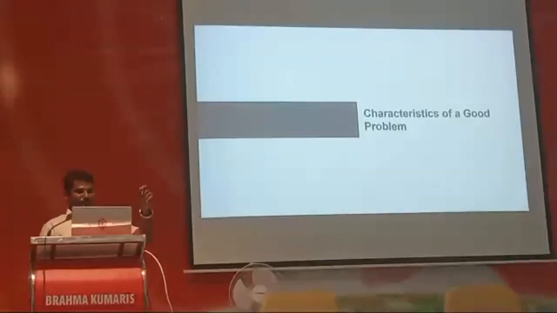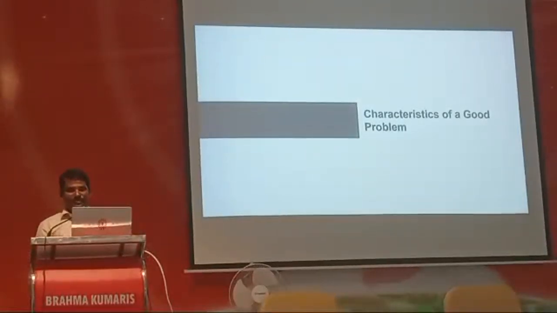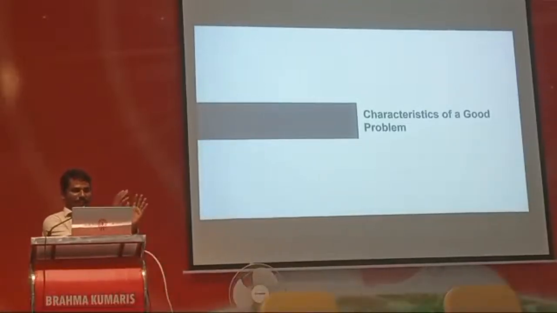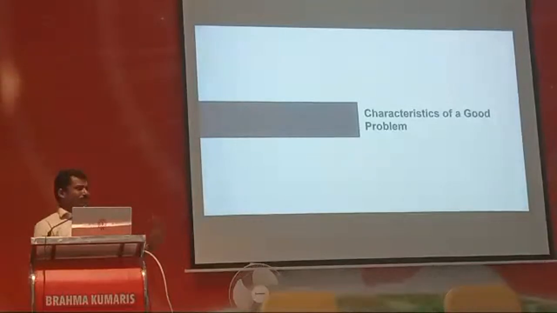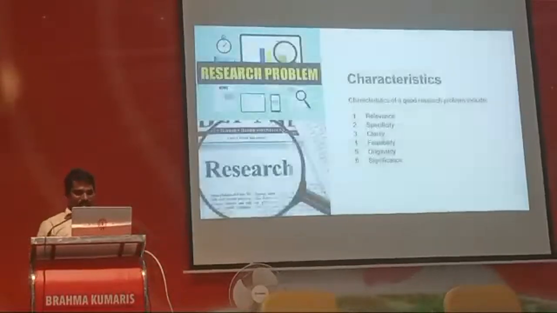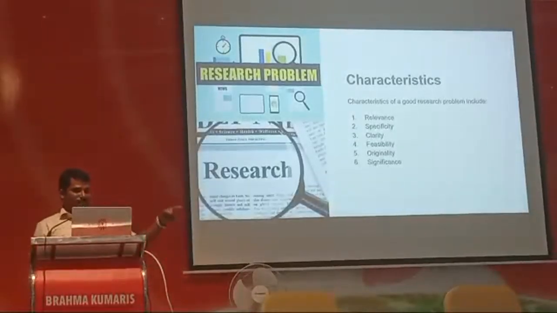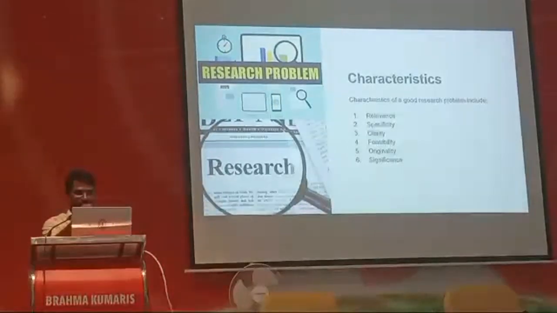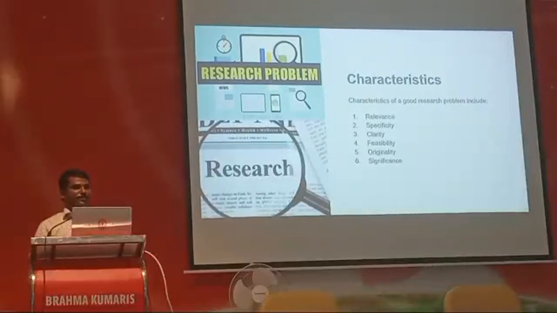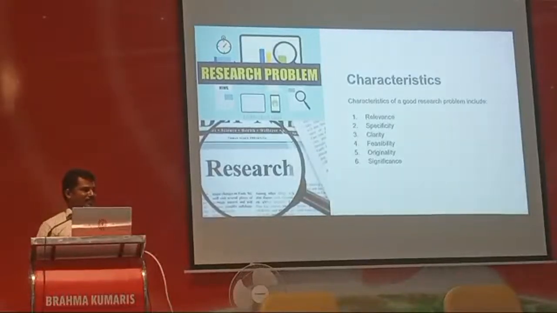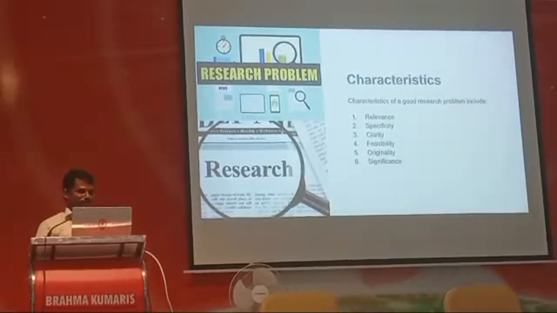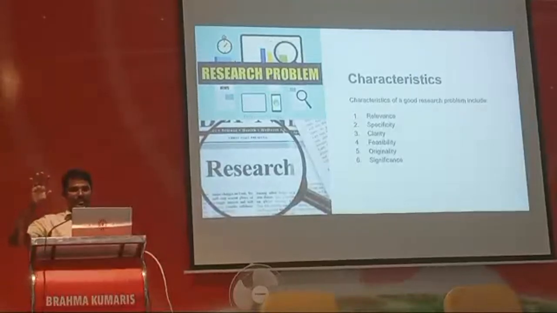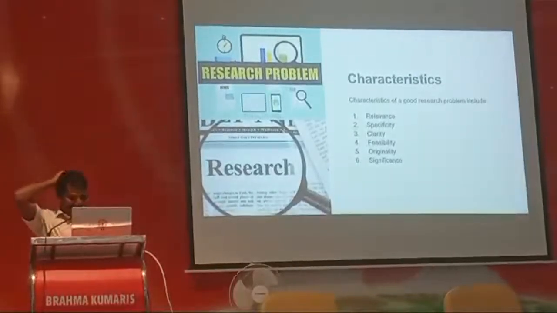So, a good person means we have certain characteristics, the traits. The same applies to a research problem: if it has these characteristics, we can say it is a good research problem. You have to check relevance, specificity, clarity, feasibility, originality, and significance. If these characteristics are there in your research problem, you can proudly say, yes, my research is a good research problem. Clear? Am I with you all?